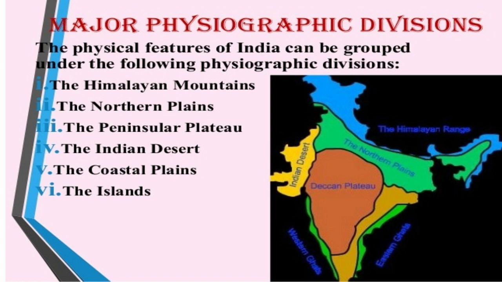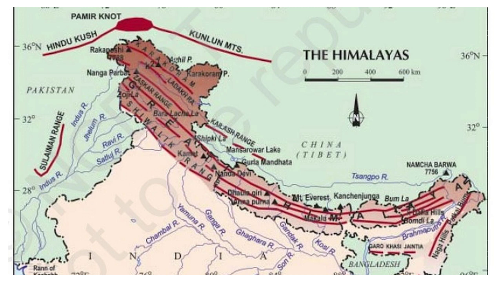So you can see which I have given in color: green in color the northern plains, orange in color the Deccan Plateau, and the Indian desert in yellow color. Down in the India map, you can see these colors where the physical divisions are marked. Okay, the Himalayan mountains. Here you can see the Himalayan mountains, which surround the north side of India.